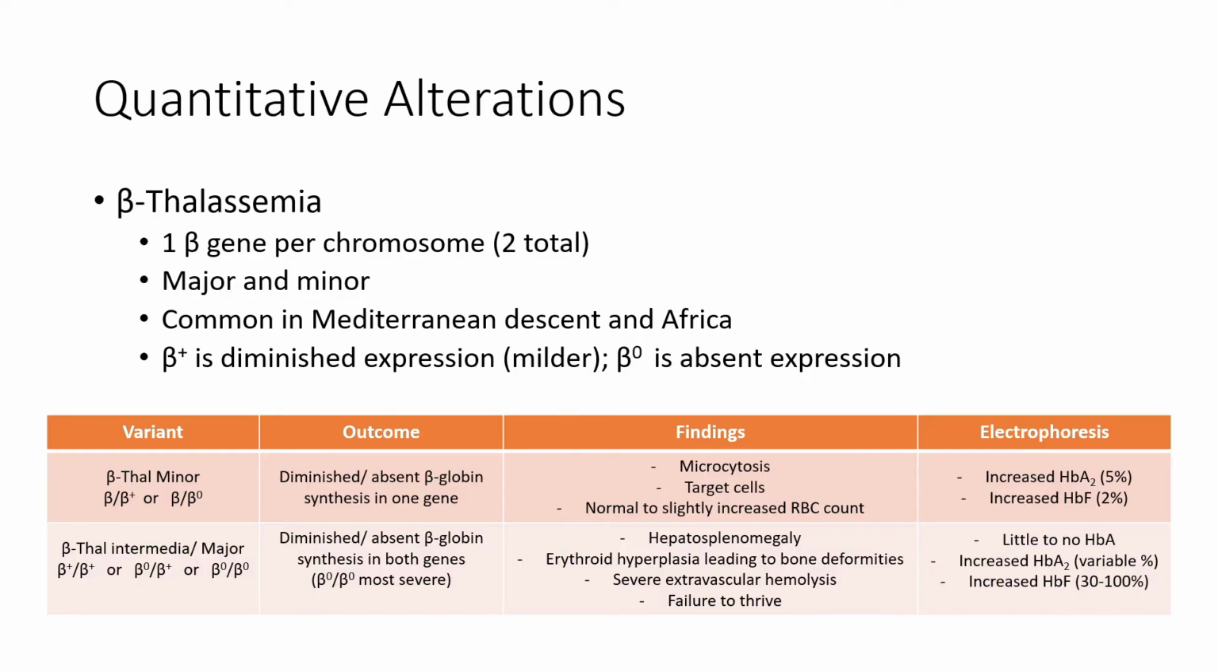I've included in this table here on the right what you would expect to see on hemoglobin electrophoresis. In beta thal minor, hemoglobin A2 will increase slightly to around 5%, and fetal hemoglobin will slightly increase to above 1%. In beta thal major, there would be virtually no hemoglobin A, and fetal hemoglobin would constitute the majority of the hemoglobin types seen.